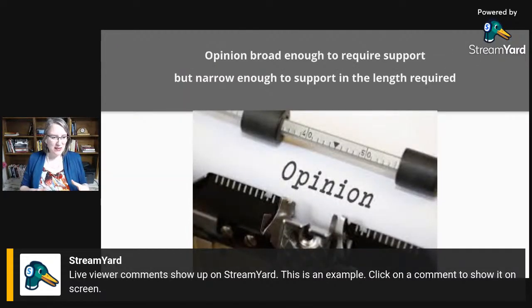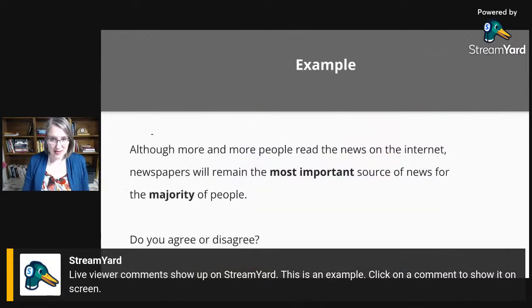And we're going to be finding your opinion and how much of your opinion, or what parts of your opinion, can you discuss in the time. If you are writing a 250 word essay, your topic needs to be fairly narrow. If you're writing a 1,000 word essay, you need to be able to expand that topic, and that's what we're talking about today. So here is an example of an essay prompt.